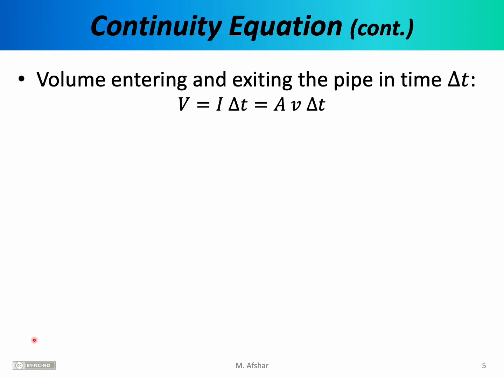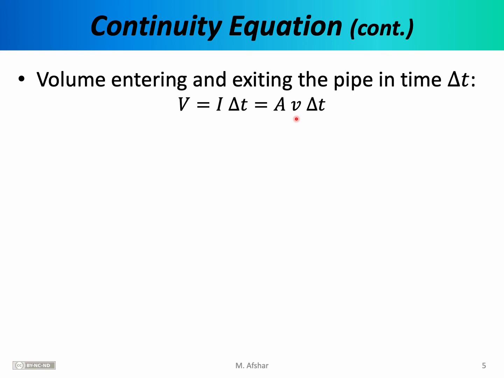Now let's be more precise about the fluid volume. From our discussion of flow rate, we know that volume can be expressed as flow rate times time. Flow rate itself can be expressed as the cross-sectional area of the pipe times the fluid speed. What this equation is telling us is that the volume that passes through the pipe in some time delta t can be expressed as area times speed times time.